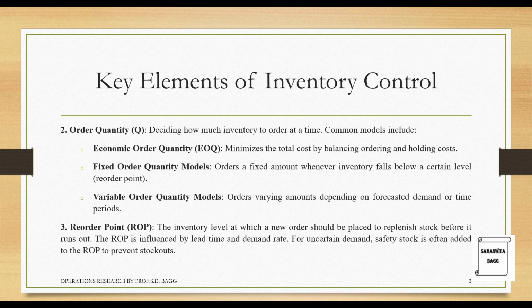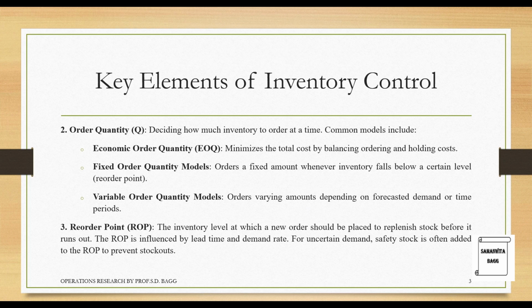Fixed order quantity models orders a fixed amount whenever inventory falls below a certain level, the reorder point. So in this kind of a model, there is a concept of reorder point. It is a point where if your inventory reaches below a particular value, you will place an order.